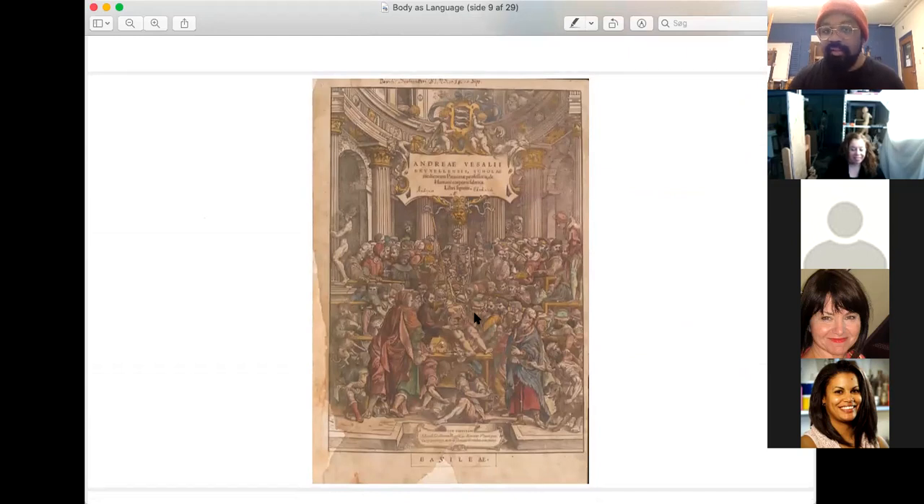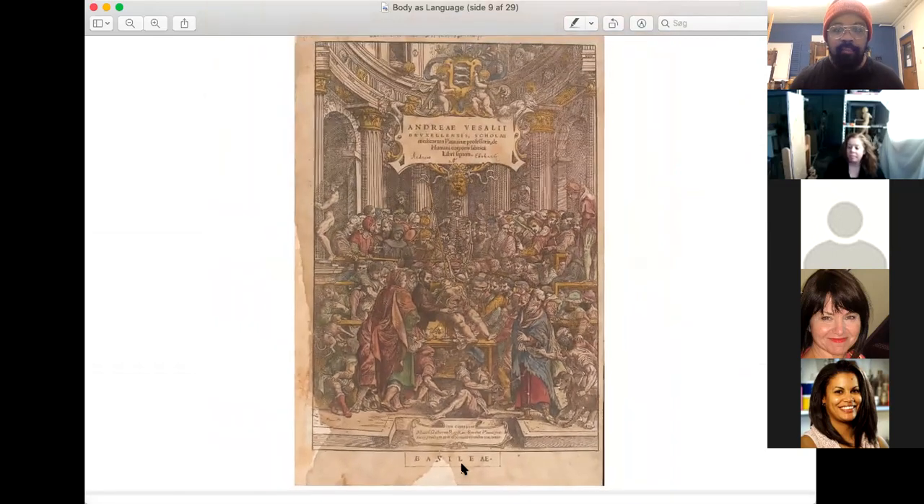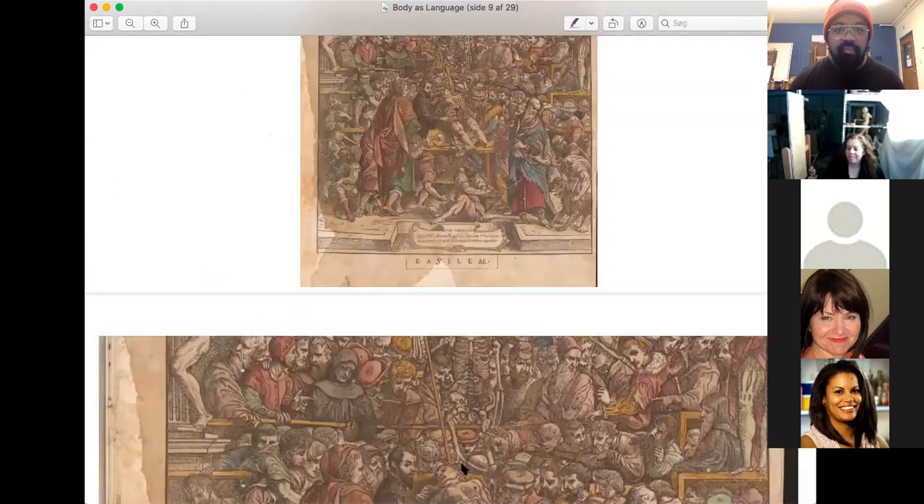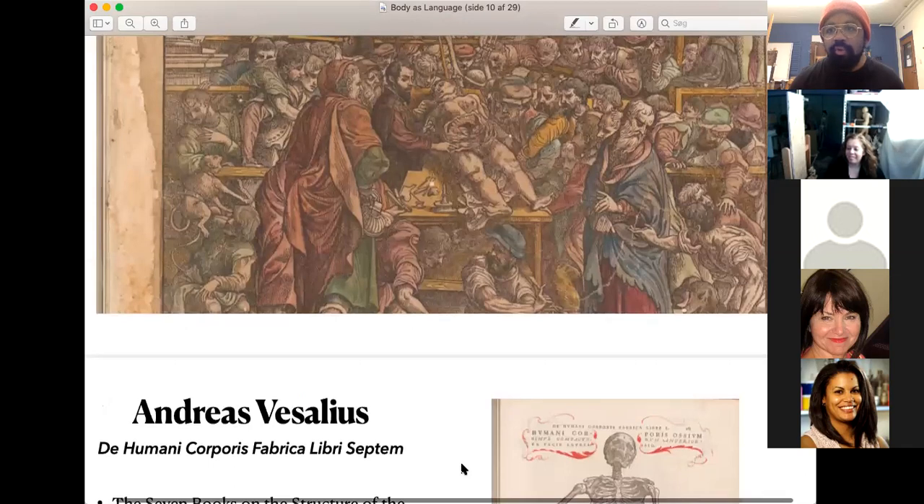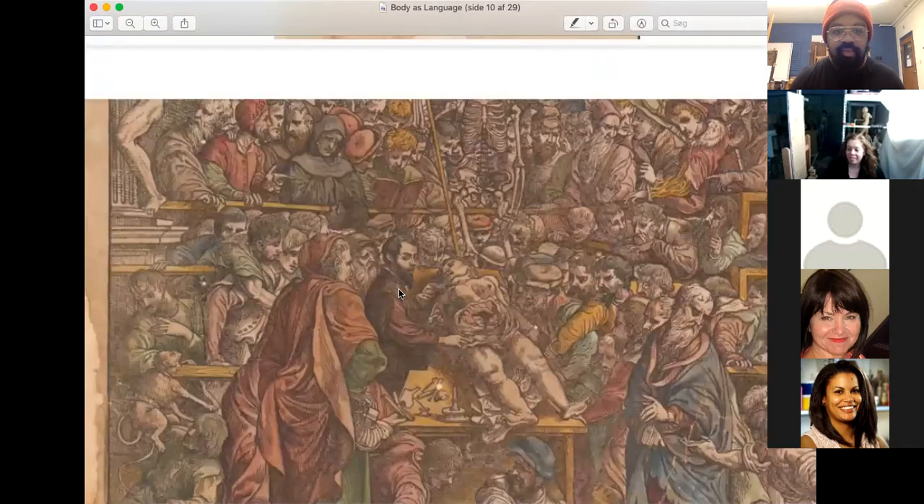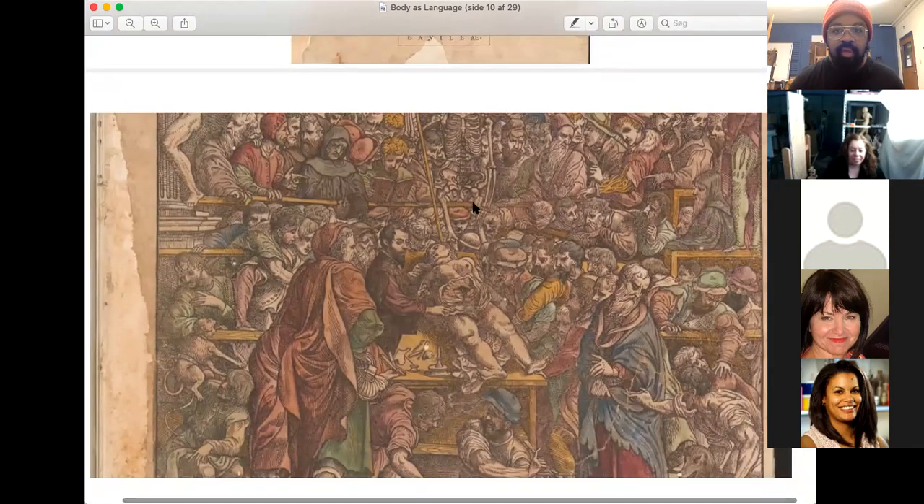You can access, this is cool, the original scanned version of this book in Latin. It's all in Latin. I think it's by the University of Basel, which is where the book was printed in 15 something. He was 29 years old when he printed this, 29. It's insane. So that's him surrounded by a ton of people in an open cadaver and skeleton. But this is revolutionary, what he's doing.